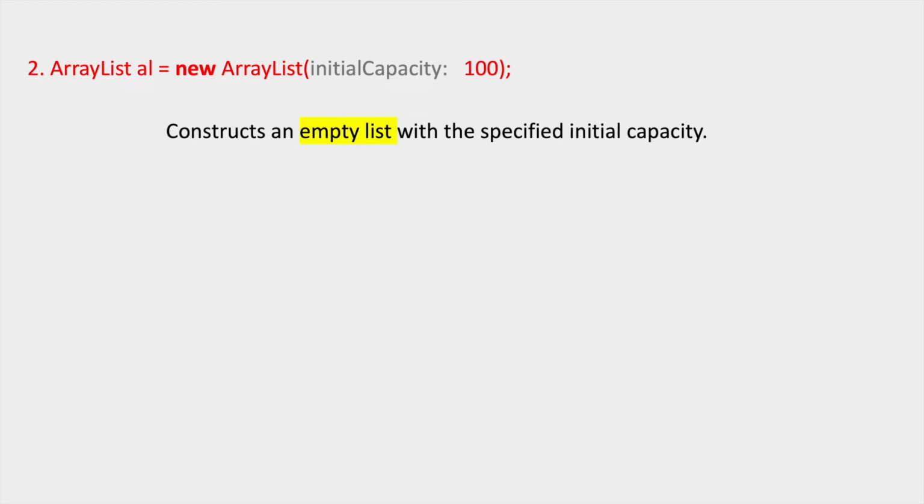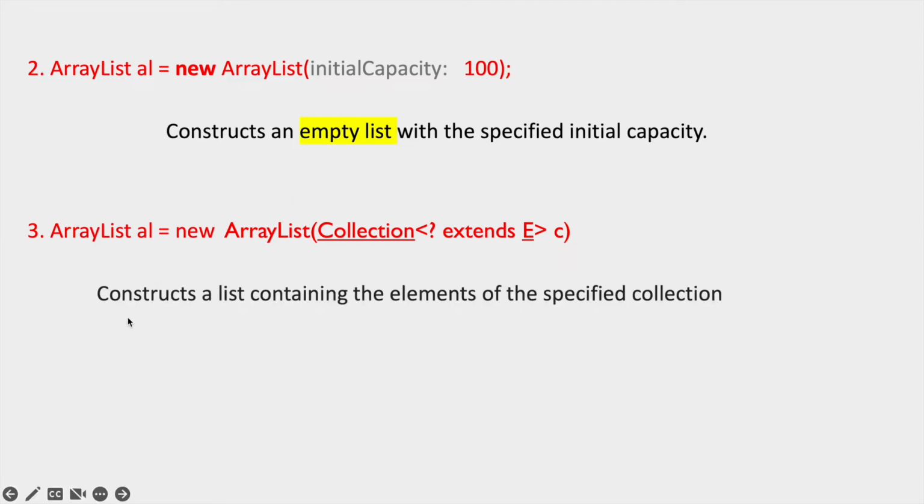Then we have another constructor for ArrayList: ArrayList AL = new ArrayList(collection). This constructor constructs a list containing the elements of the specified collection. Whatever collection you provide, an ArrayList object will be created. This constructor is used to create an object from equivalent objects. Like if I want to convert a LinkedList object to an ArrayList, or a Vector to an ArrayList, at that time we can use this constructor.